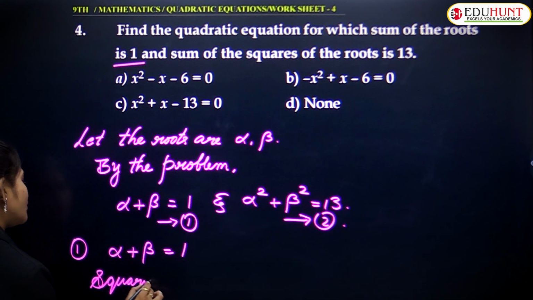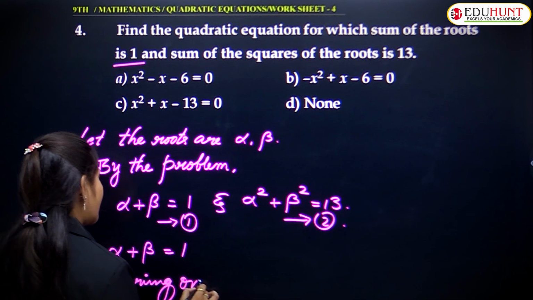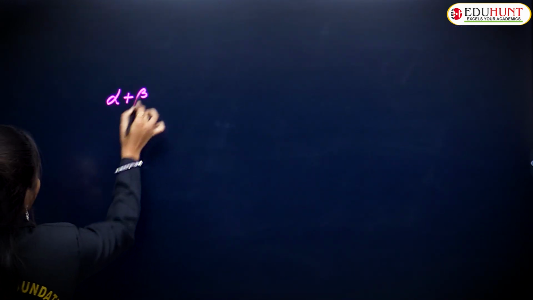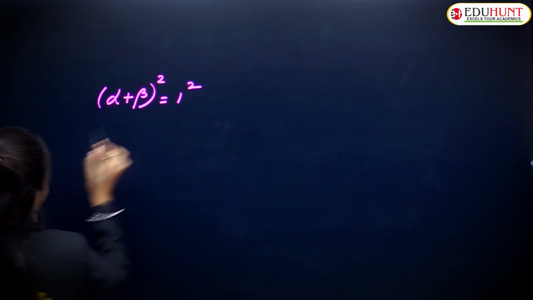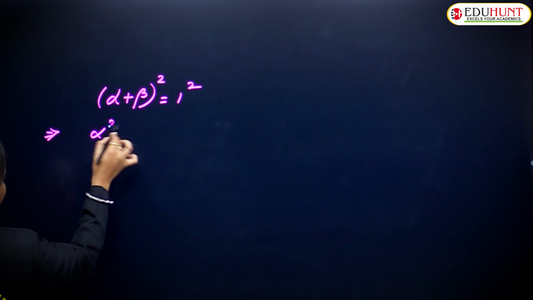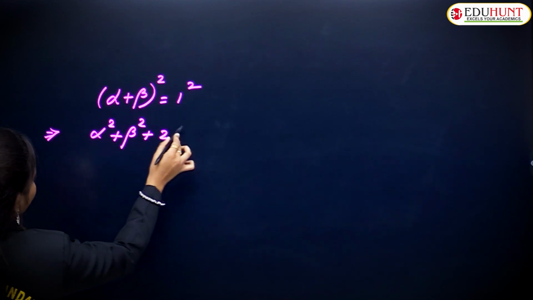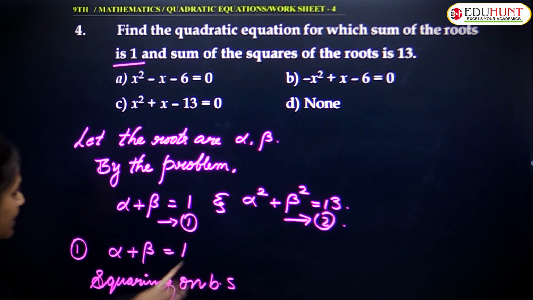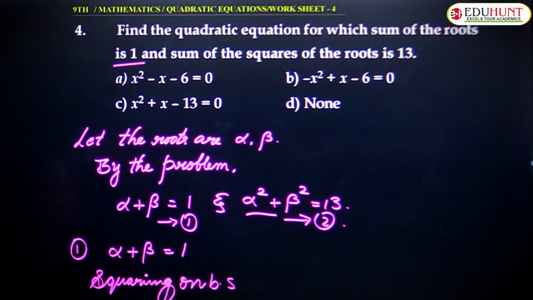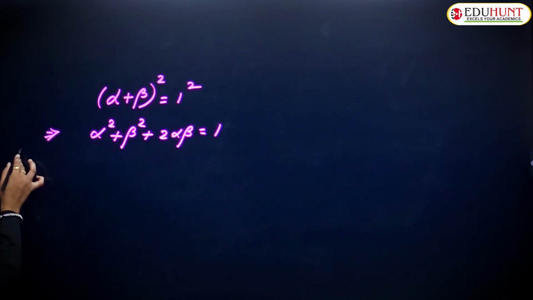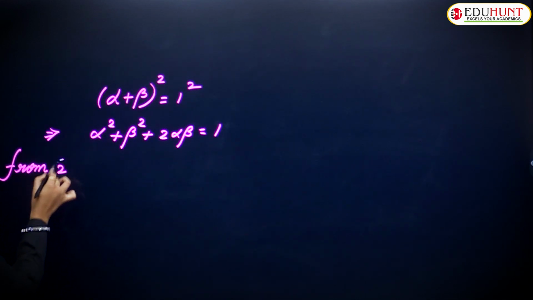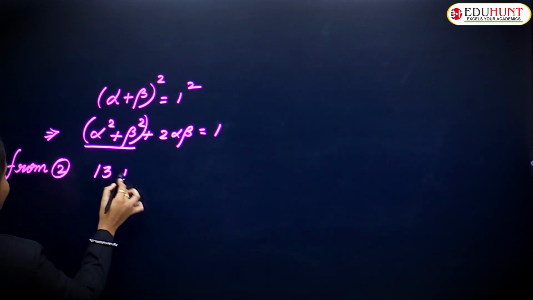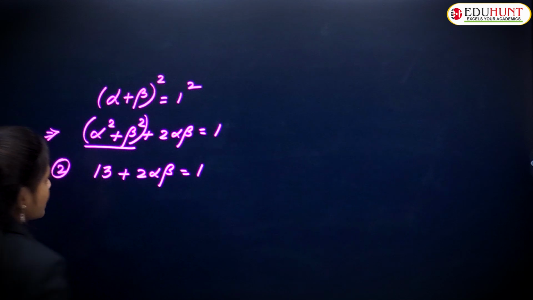Take squaring on both sides. Then alpha plus beta whole square is equal to 1 square. So from this, alpha square plus beta square plus 2 alpha beta is equal to 1. Clear? Now here they gave another condition, alpha square plus beta square is equal to 13. So substitute that value here. So from equation 2, alpha square plus beta square, which is 13, plus 2 alpha beta is equal to 1.